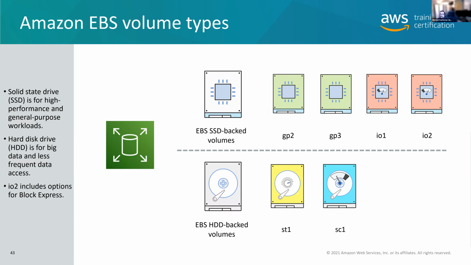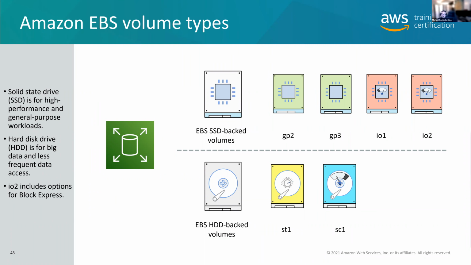Now here's some volume types. So you got GP2, GP3, IO1, IO2, and then ST1 and SC1. I just want to say this. I don't know why Amazon has the GP2s and the IO1s up there. It might be because they're still burstable, but honestly, you should be using GP3s and IO2s. I would try to avoid GP2s and IO1s. GP3s and IO2s are cheaper and faster.